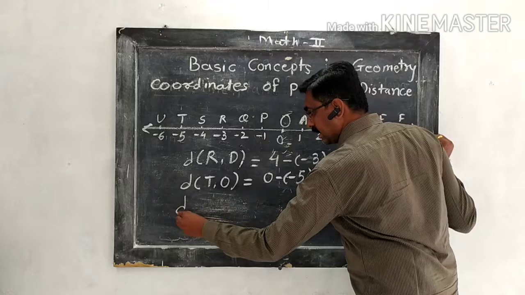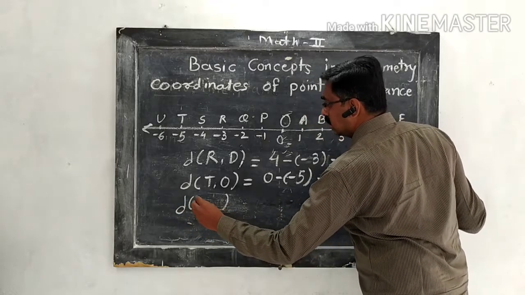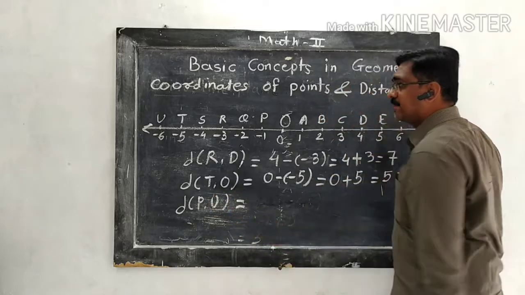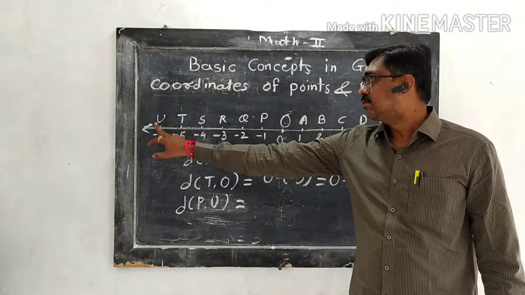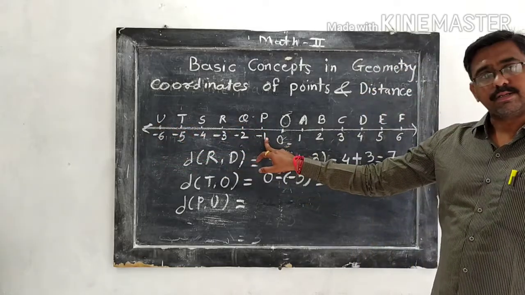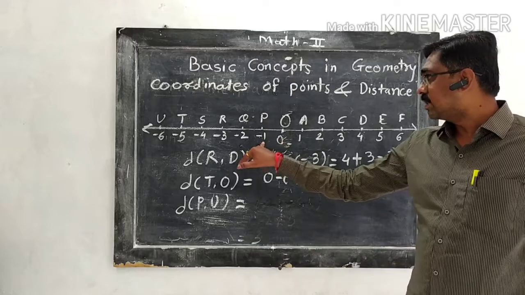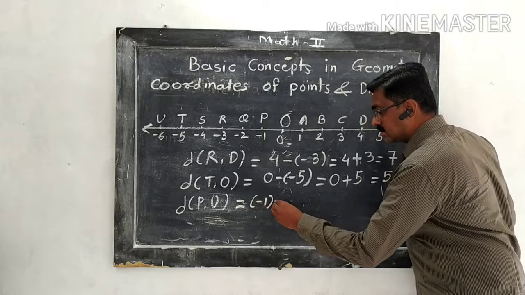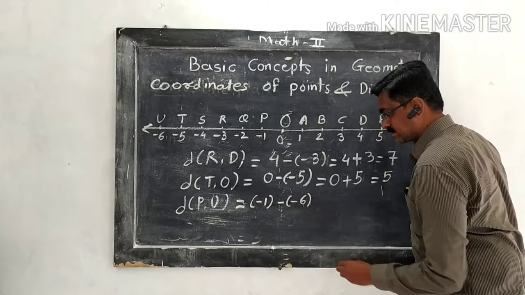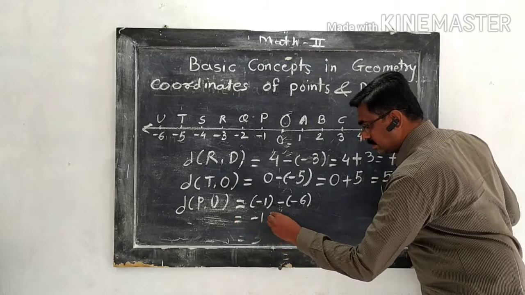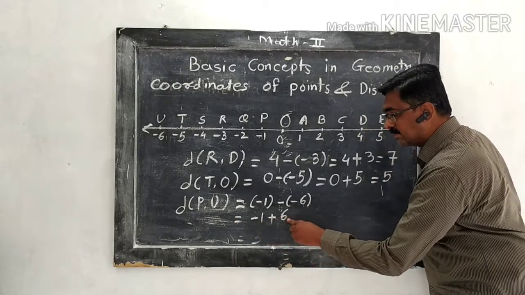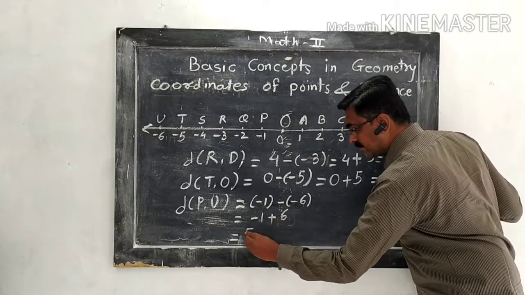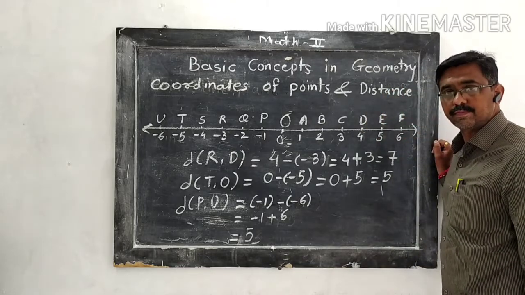One more example we take here. Distance PU. Now again look here. The coordinate of U is -6 and that of P is -1. So -1 is greater than -6. We have to subtract the smaller coordinate from a bigger one. So -1 minus (-6). That is -1 plus 6. One number is negative and one number is positive. We have to subtract the smaller from bigger. 6 minus 1, 5, and that is our answer.